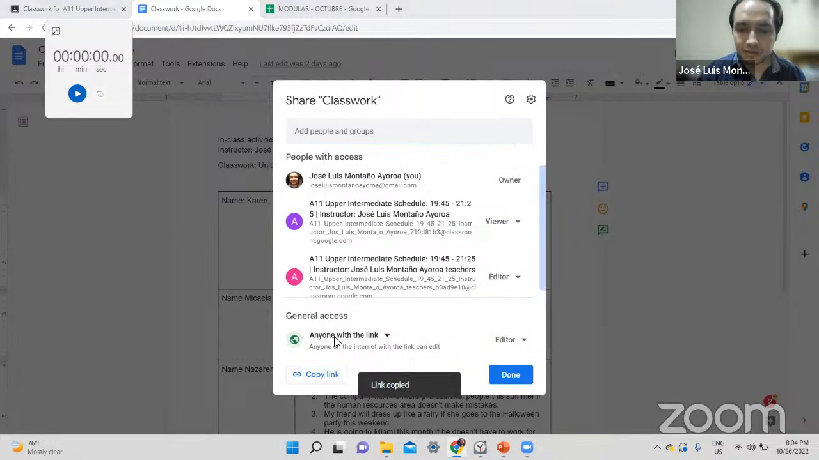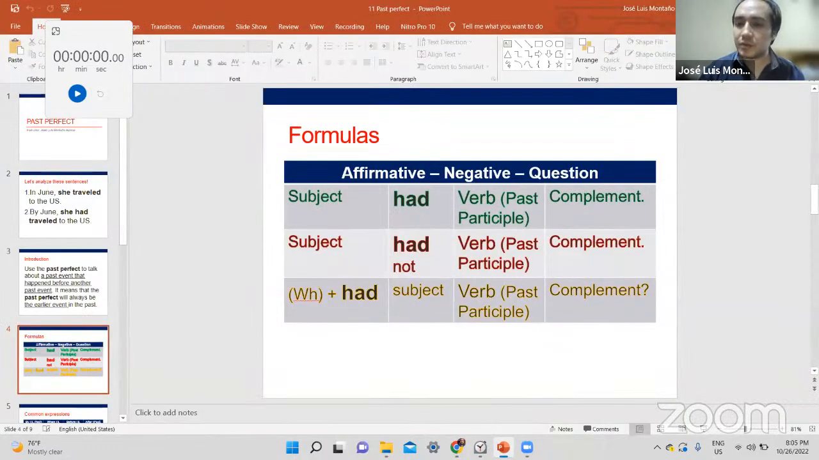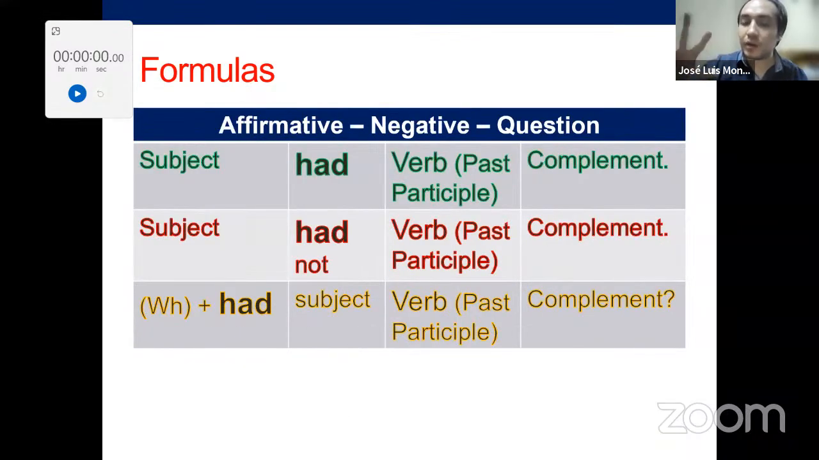Good. There you go. So, using these formulas, you're only going to give me 3 examples, one affirmative, one negative, and one question. And remember that it has to be something related to another event or to another date in the past. Something that you had done before someone else did something, something that you had not done by a certain date, or what had someone else done by a certain date or before another person did another action.